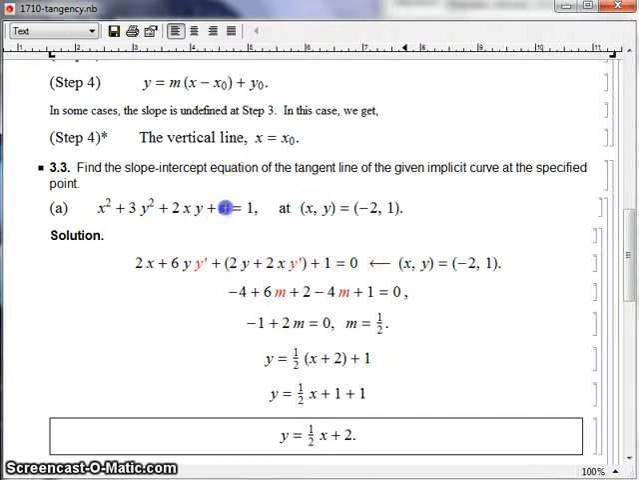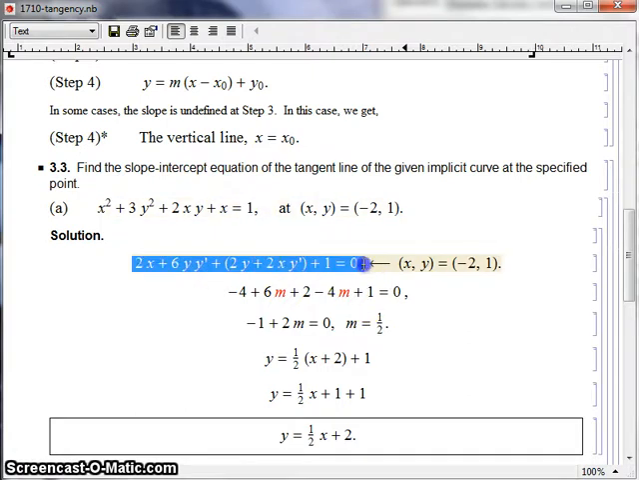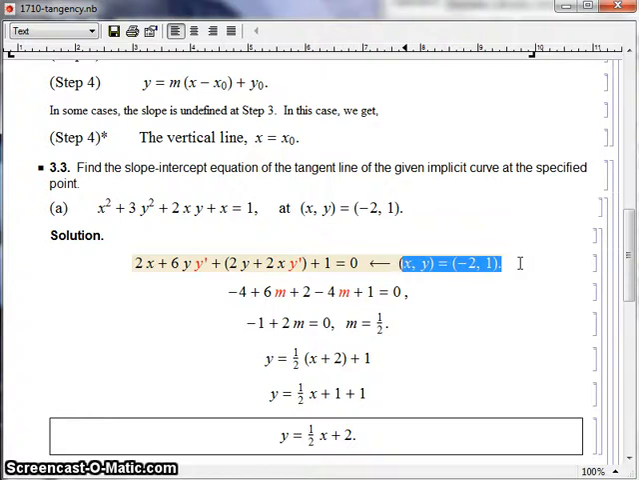The derivative of x is 1. And the derivative of the constant 1 is 0. So what do we have? We successfully differentiated the given equation implicitly. Step 1 is done. Now that step 1 is done, we can plug in the numbers: x equals -2 and y equals 1.